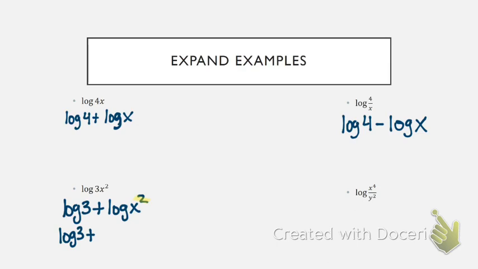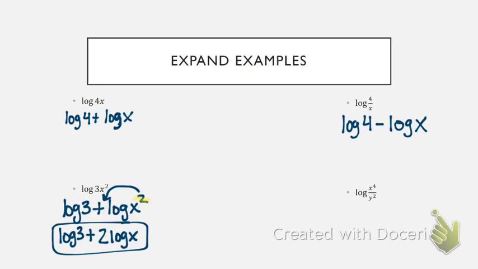So it's log 3 plus, then we're going to bring this 2 out front. And that's it. So if we're expanding, you're going to take the exponent and bring it to the front. So number 4, about as bad as I can make it without throwing 3 variables in there, but even then that's not too bad.